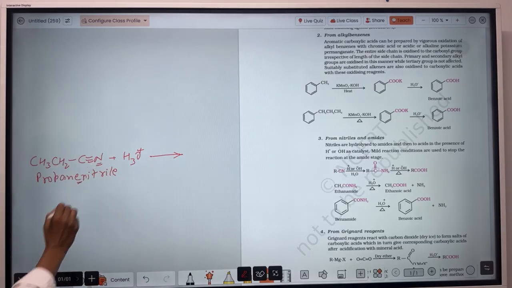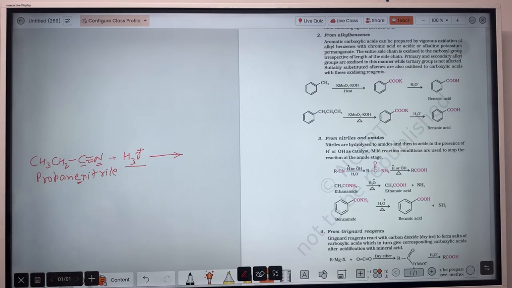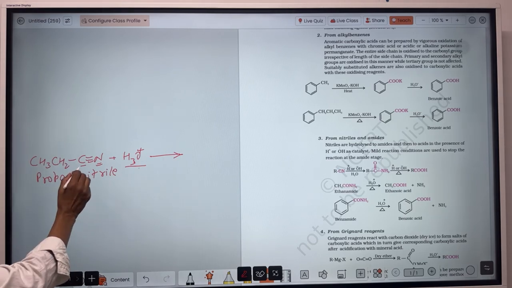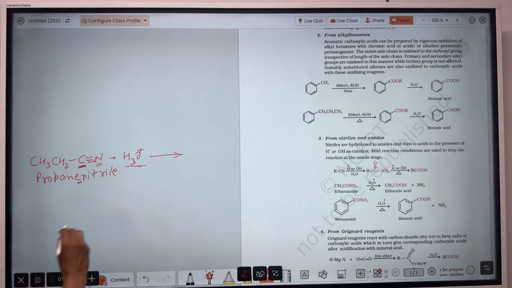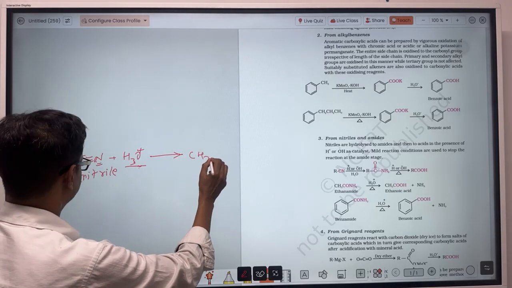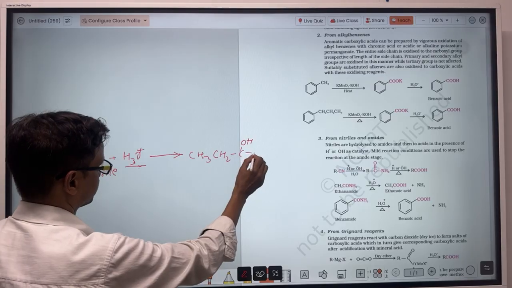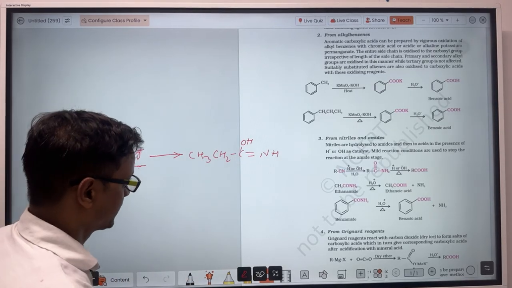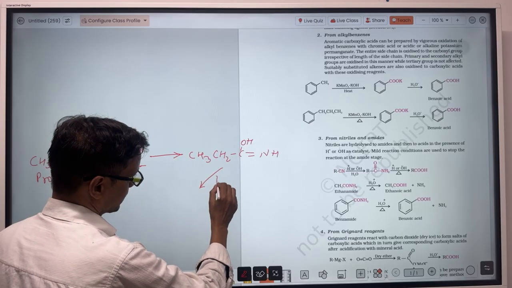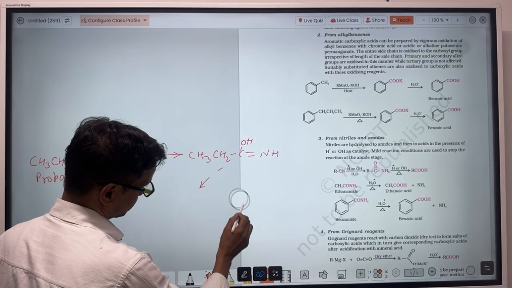Nitrogen is more electronegative compared to carbon. So in H3O plus, hydrogen is the positive part and OH minus is the negative part. So OH will bond to this carbon and hydrogen to this nitrogen. So the compound becomes the amide, then after again when water or H3O plus reacts, whatever you want to write.